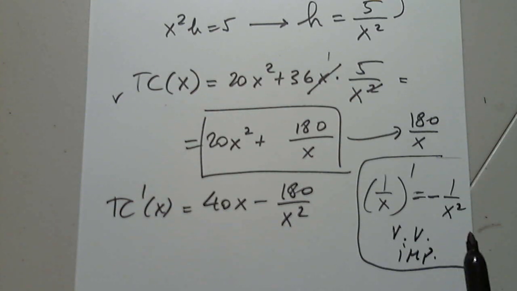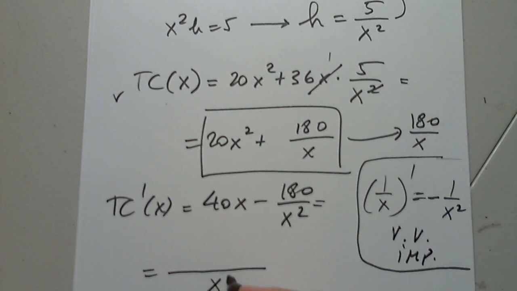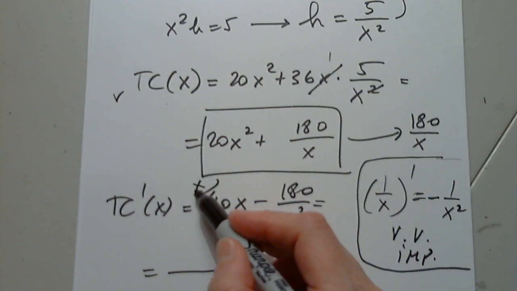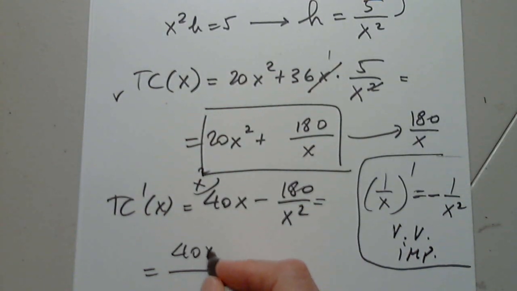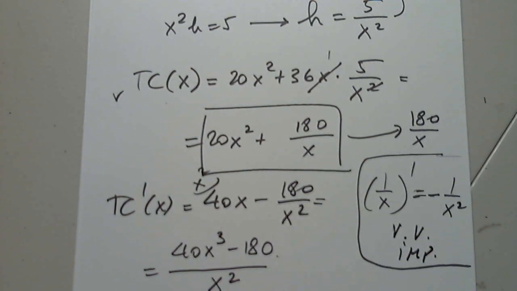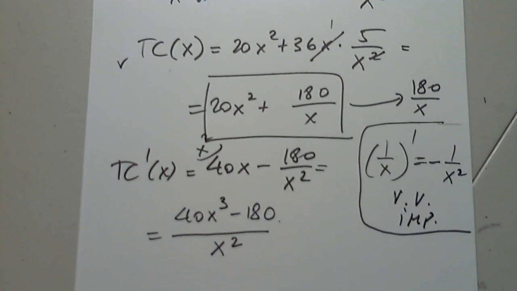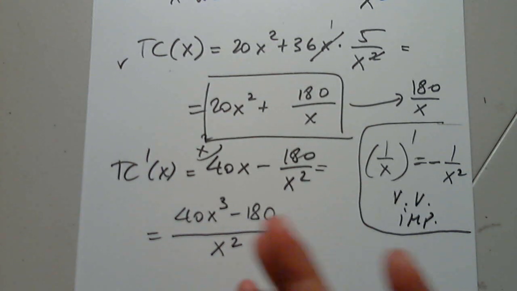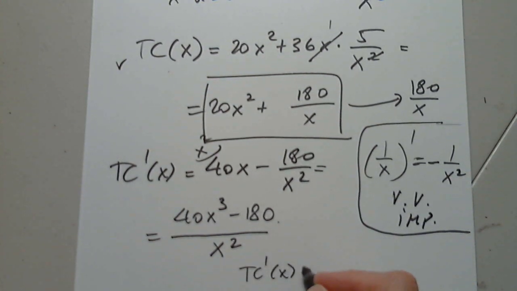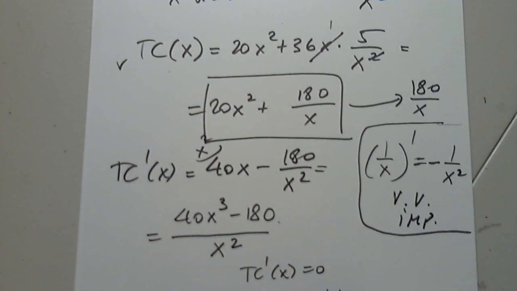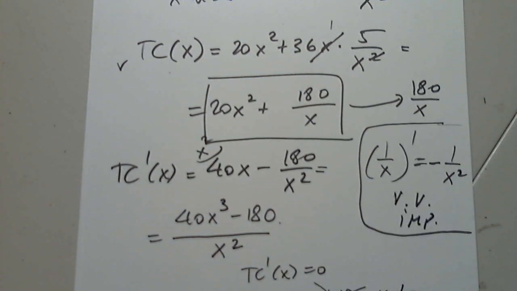Please. Good. So then I have to find the least common denominator. And I need to multiply this by x squared. So I have 40x cubed minus 180. I need this because I'm trying to find critical numbers. So TC prime is 0 or undefined. It's undefined when x equals 0, but when x equals 0, there is no box, no rectangular container, so that's not possible.